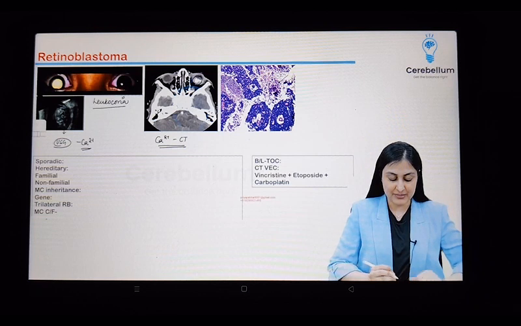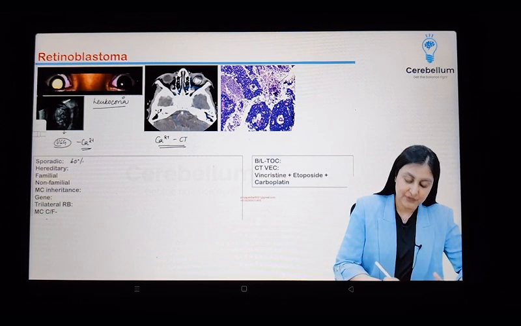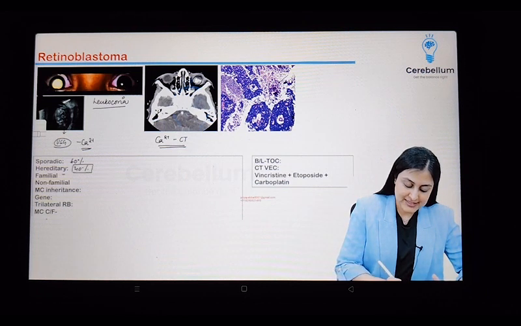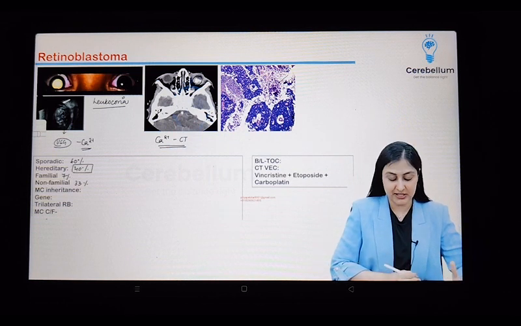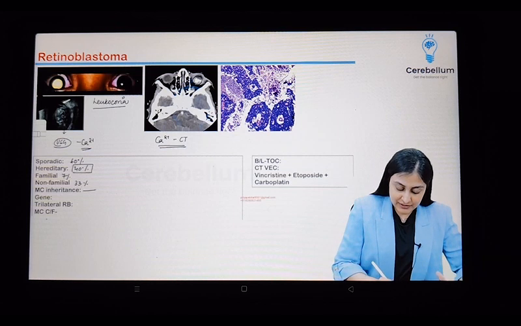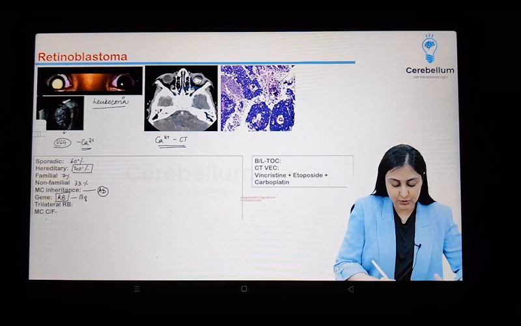The genetics of RB is very important. So remember, sporadic types are 60% of the RBs, whereas hereditary are the other 40. Out of these 40, 7% are only familial, whereas 33% are non-familial. So these are the numbers. They used to be asked previously, but now not really. Most common inheritance is autosomal dominant because it is via the RB retinoblastoma gene, which is on 13q14.